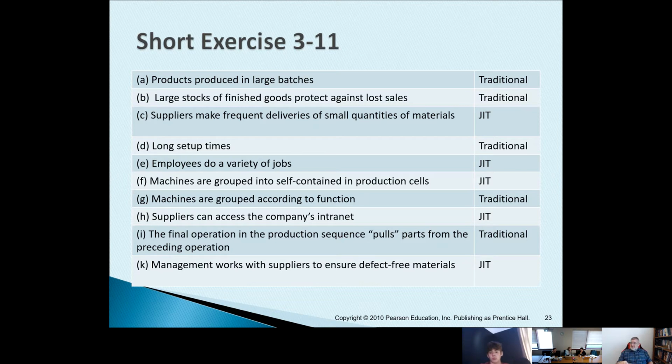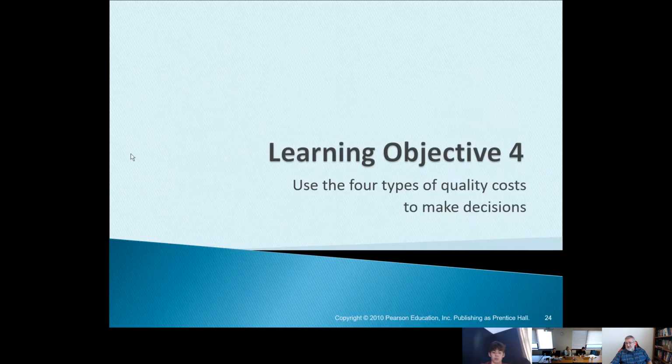But I'm not going to insult y'all's intelligence. You guys can read this chart and move through it on your own, figuring out how that stuff goes down. Okay. So using the 4 types of quality cost making decisions.